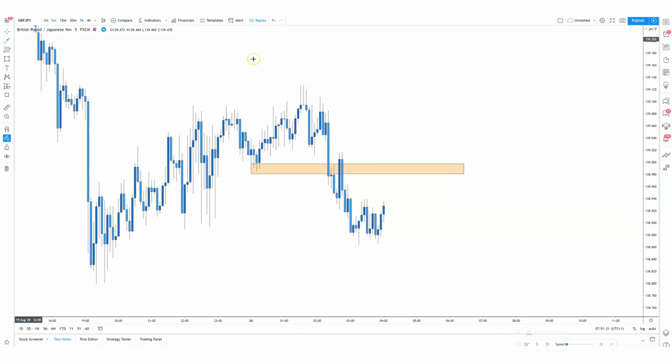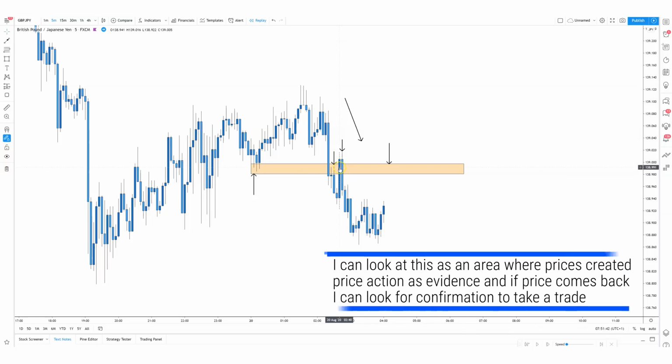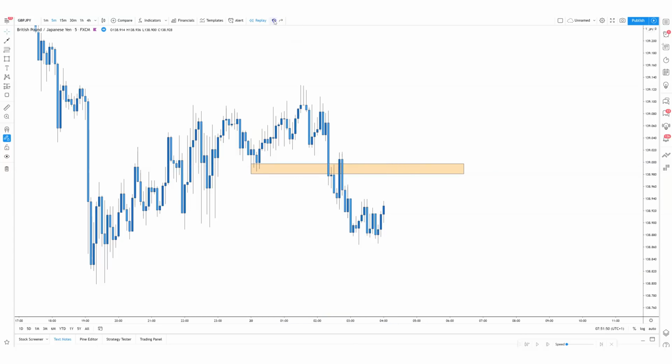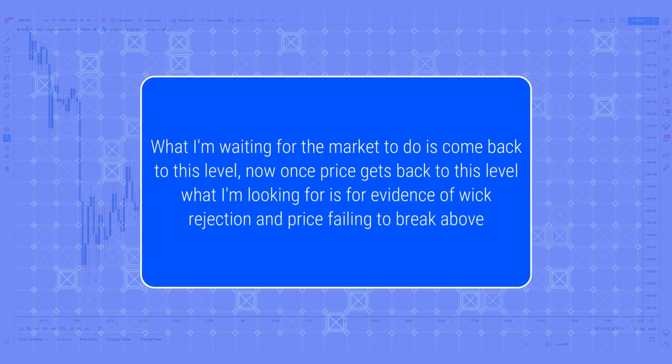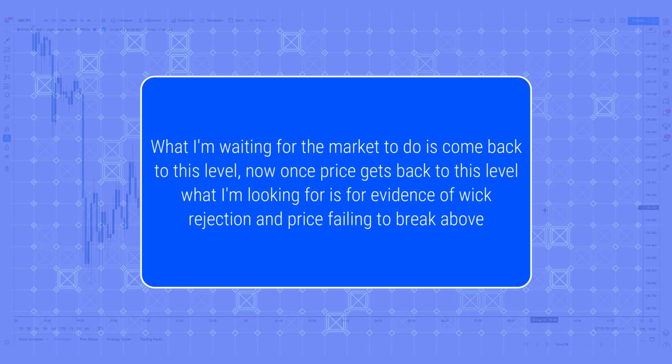I have a confluence that I can line up with this: that the trend is down, and if price comes back to this key level, it is a previous area in the market where price has respected many times before. Also, I can look at this as an area where price has created price action as evidence, and if price comes back, I can look for confirmation to take a trade. So with all of that plan in place, what I'm waiting for the market to do is come back to this level. Now, once price gets back to this level, what I'm looking for is evidence of wick rejection and price failing to break above.